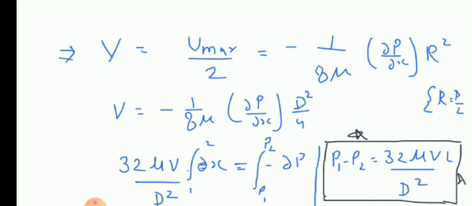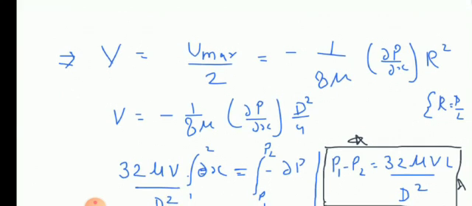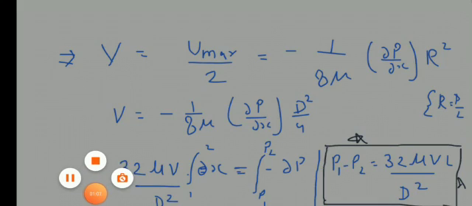Now, capital R is equal to d by 2, so putting this in the equation we can get the change in pressure along the direction of flow. So delta x is integrated from 1 to 2, which is equal to L. So this pressure drop is equal to 32 mu V L upon d square.